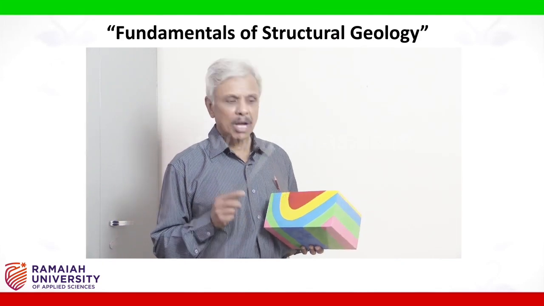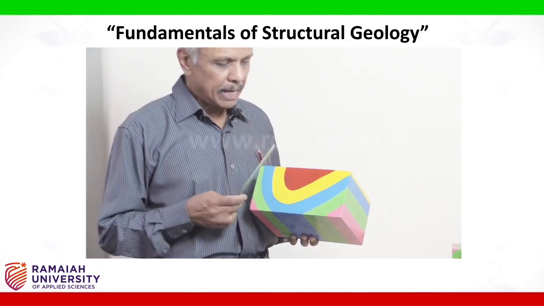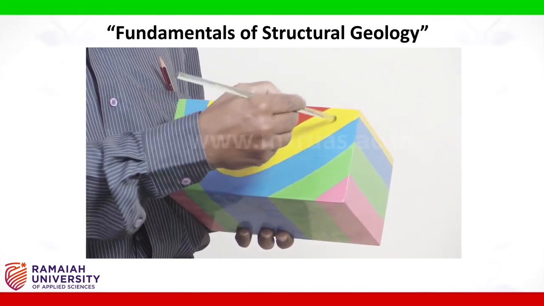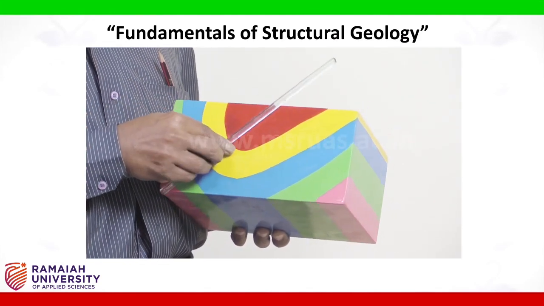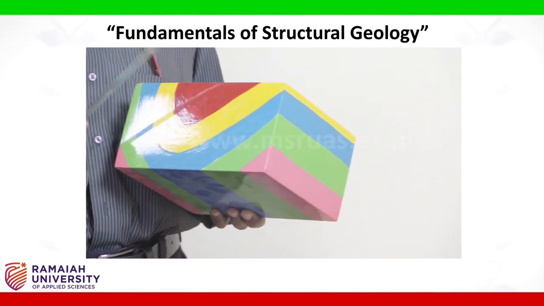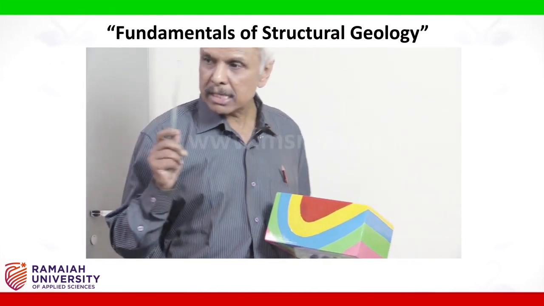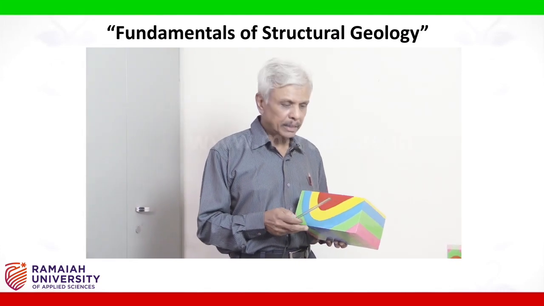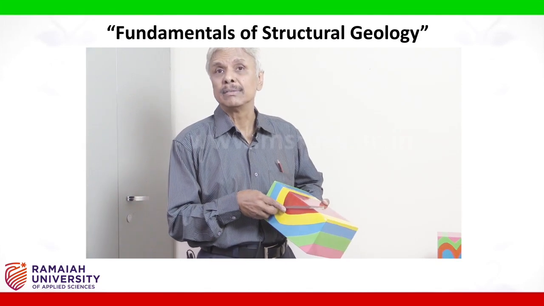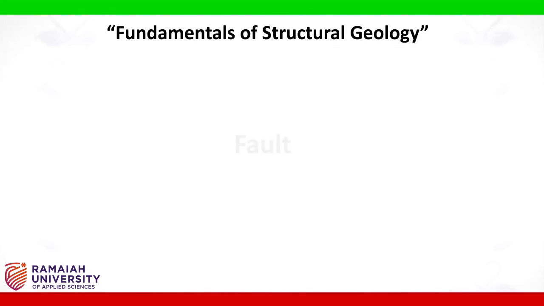Isoclinal folds are folds having limbs that are aligned more or less parallel to each other like this, with reference to the axis of the fold. Some of the isoclinal folds are overturned and recumbent. These folds result when the fold axis is almost nearly horizontal, and such folds are termed as recumbent folds.